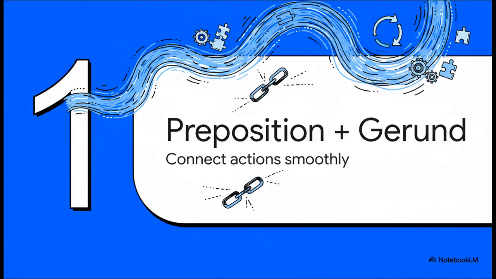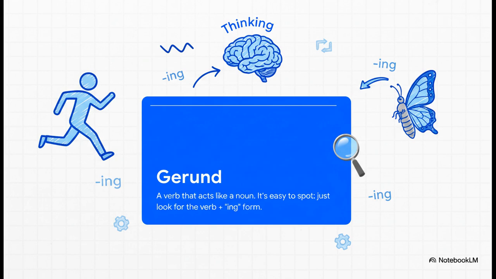Okay, let's grab our first tool. This one is all about making your sentences flow, super smooth. This little combo, preposition plus gerund, is just a fantastic way to connect a smaller action back to the main idea of your sentence. It might sound a bit technical, but I promise you probably use this all the time without even realizing it. But first things first, what the heck is a gerund?